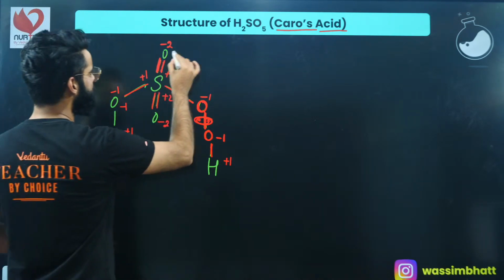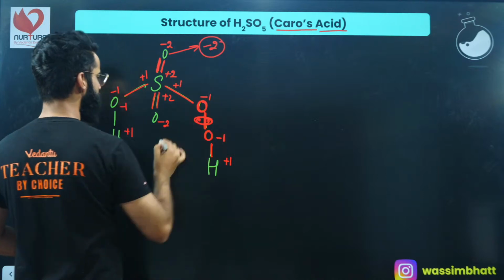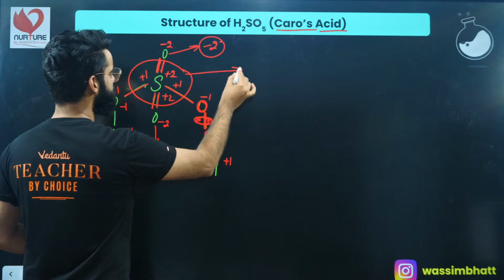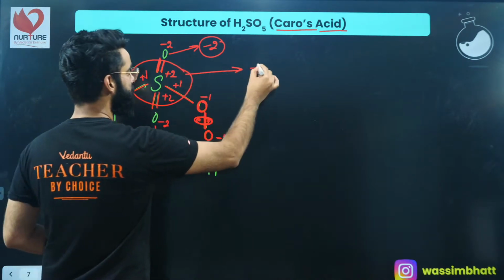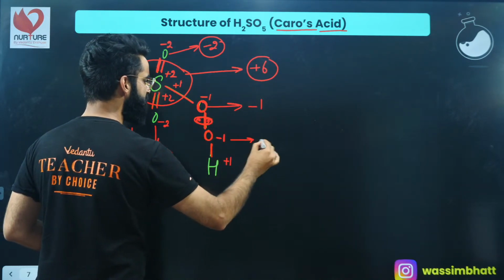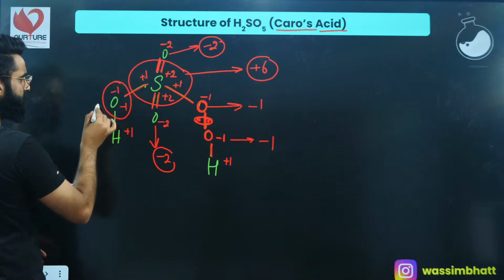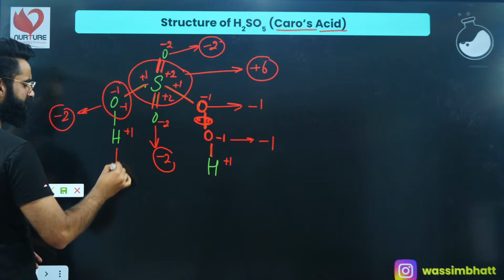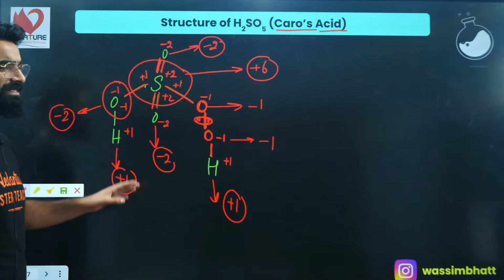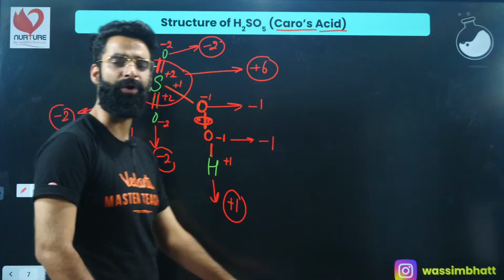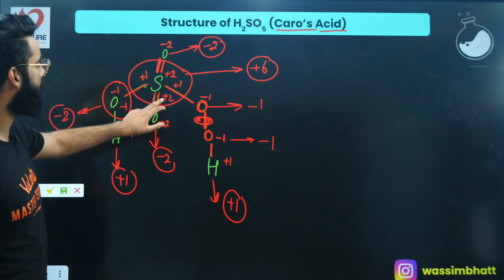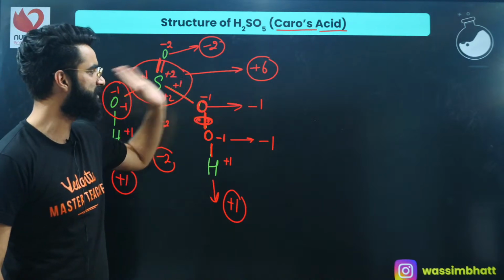What is the net charge present on this oxygen? It is -2. What is the net charge present on this oxygen? It's -2. What is the net charge present on sulfur? The net charge on sulfur is +2, +3, +5, +6. +6 is the net charge present on sulfur. What is the net charge on this oxygen? It's -1. What about this one? It's -1. What about this oxygen? It is -2. What about the charge on this hydrogen? It's +1. And this hydrogen? It's +1. I got the oxidation states of all the elements in this compound. You can say the oxidation state of sulfur in H2SO5, in Caro's acid, is +6.